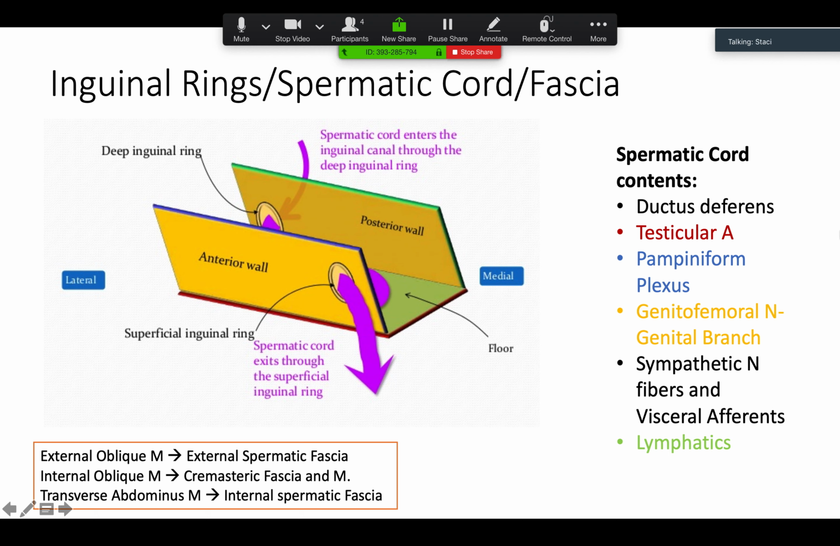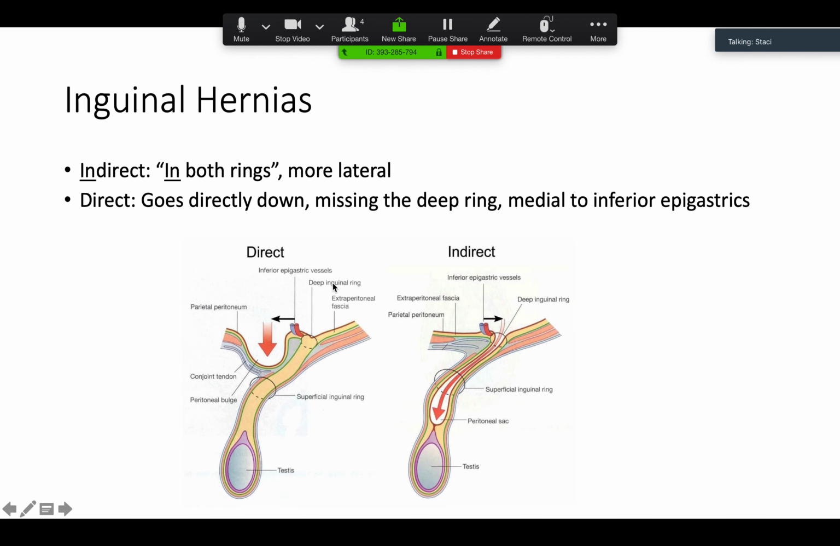The contents of the spermatic cord are the ductus deferens, testicular artery, pampiniform plexus, which is veins, the genitofemoral nerve, the genital branch, sympathetic nerve fibers, and the visceral afferents, and then the lymphatics. And you get all of this highlighted again in third block, but it's really important to know this now, especially when it comes to hernias. And so here's some hernias.